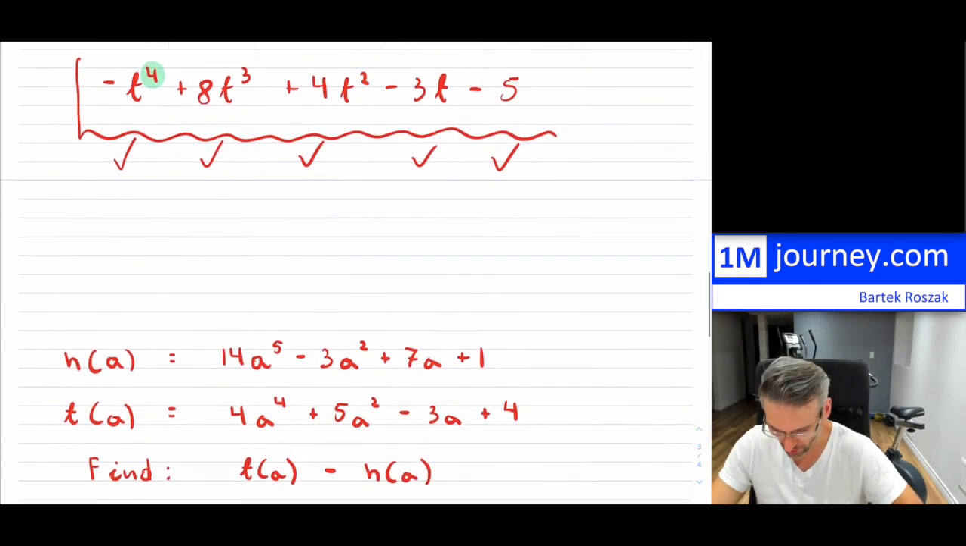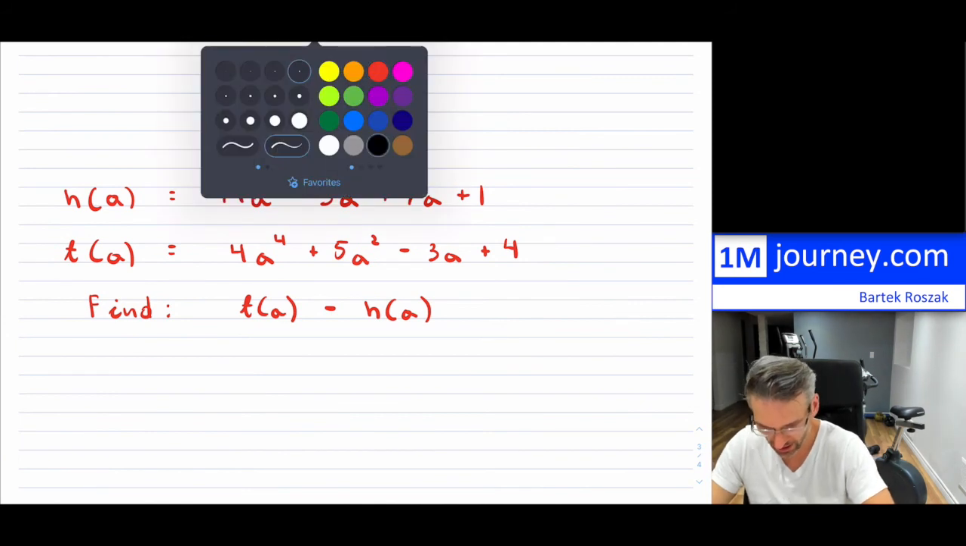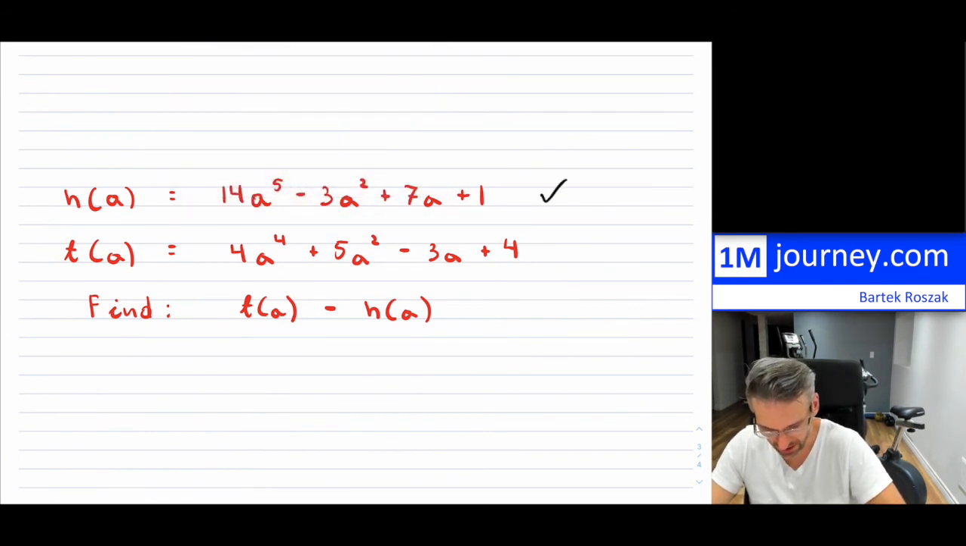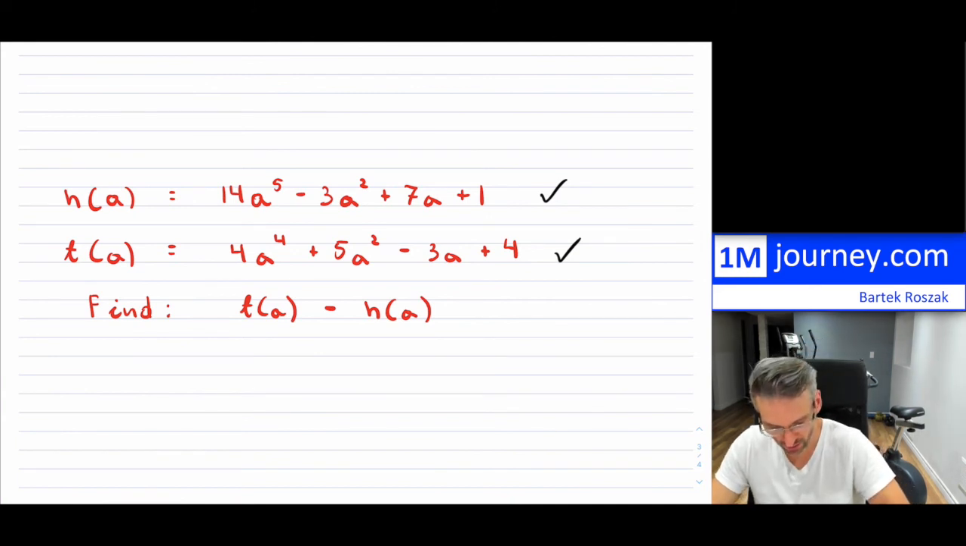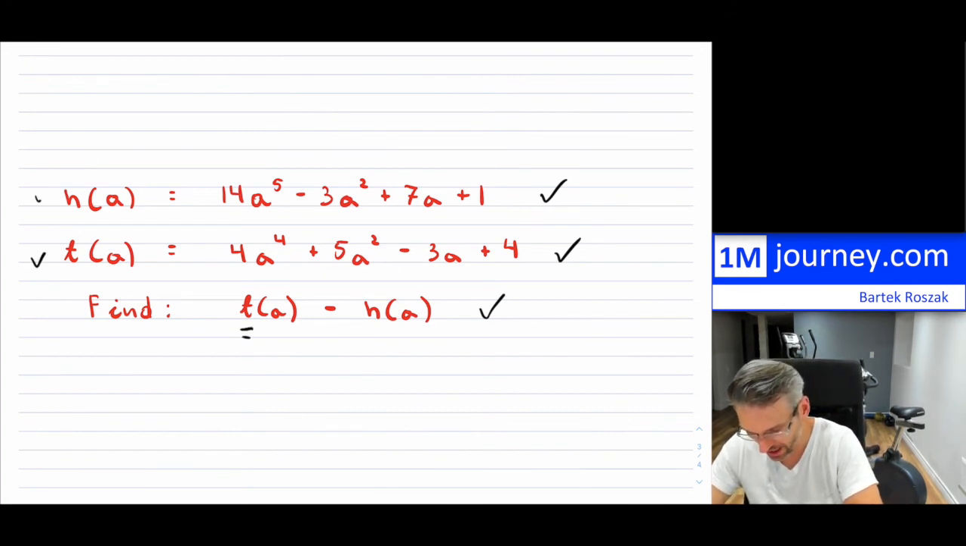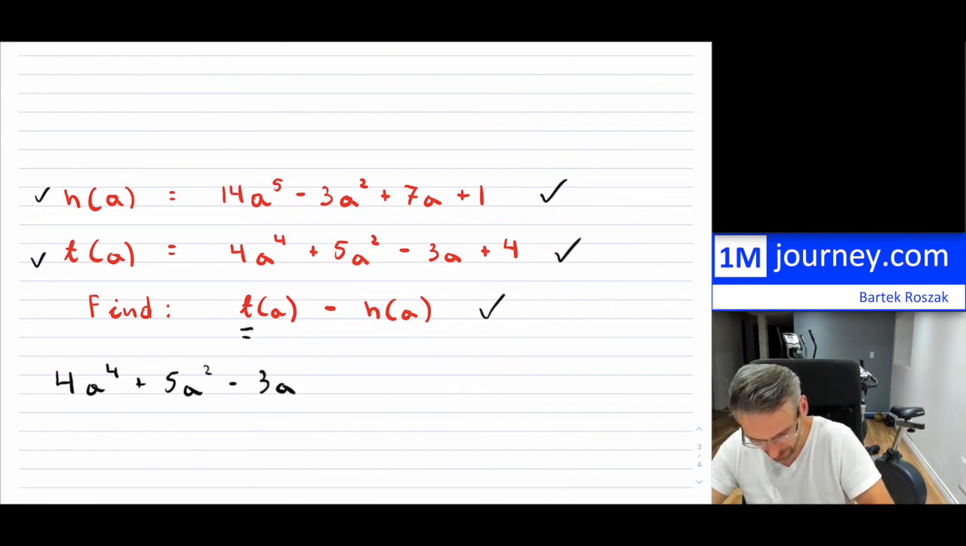Here's a final one just for kicks for you. If you have these two, let's imagine that these would have been our functions. My input is a. This is not the same a as before, because I said a was a constant before. Now it's an actual input, so it's kind of like x. And what we want to do is subtract these. Now notice they said t, so we're going to go t minus h. So let's write down 4a to the 4 plus 5a squared minus 3a plus 4.